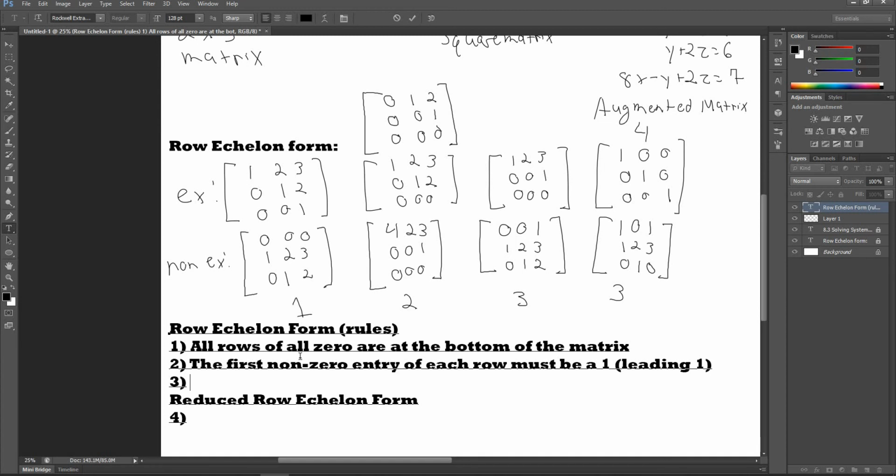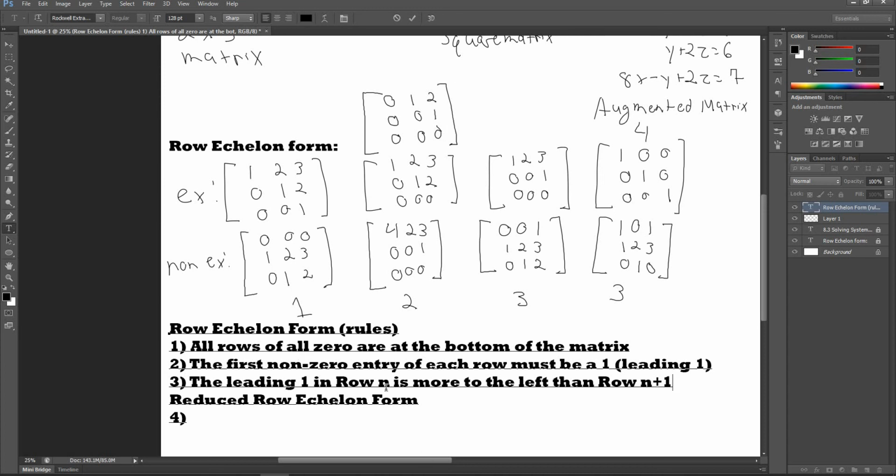In words, and this is something you can apply kind of recursively, so I'm going to write it recursively: the leading 1 in row n is more to the left than the leading 1 in row n plus 1.